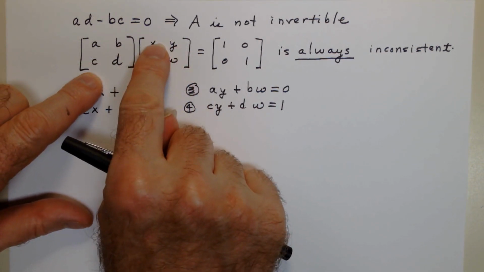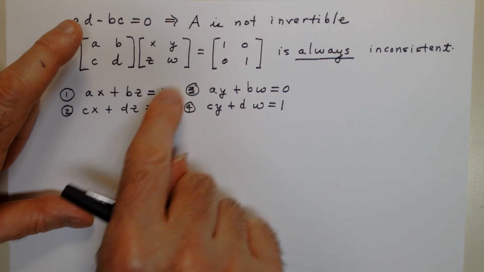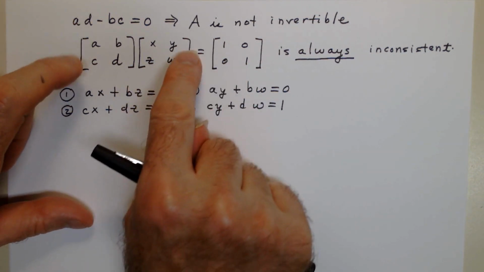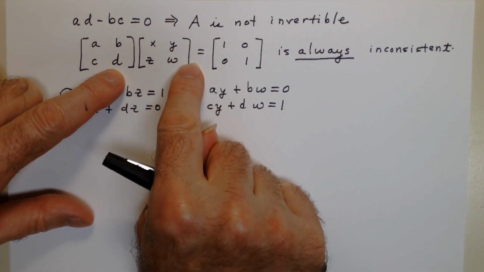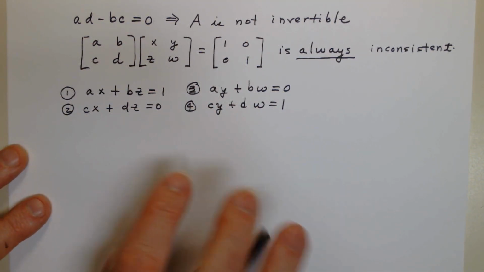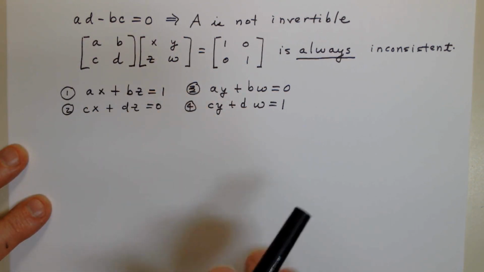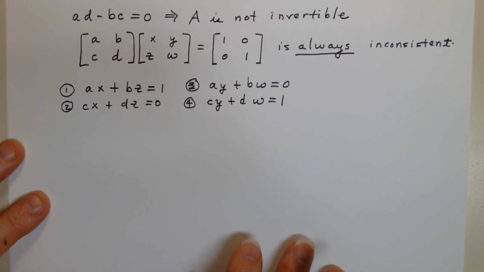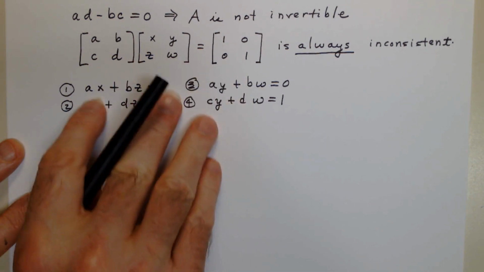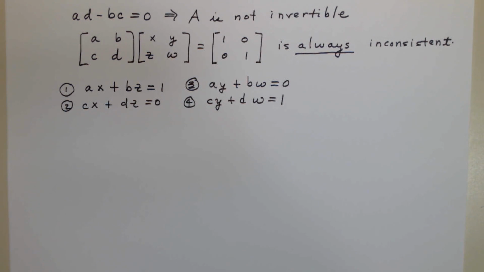We'll have CX plus BDZ has to equal 0. And then finally, CY plus DW equals 1. Now we have to show that under this assumption, there's no way to get a consistent set of equations. We have to show that there's always an incoherence or contradiction built into this system of equations.